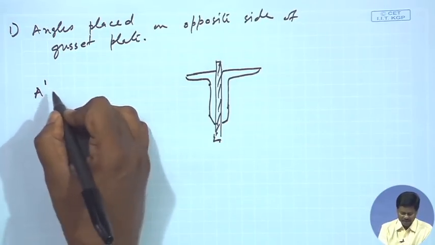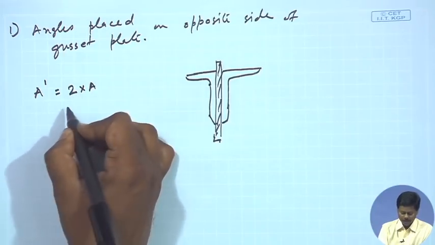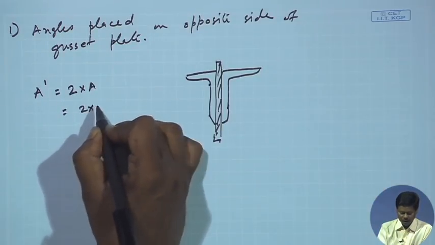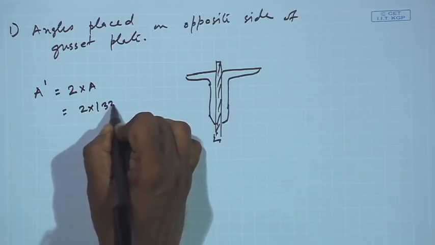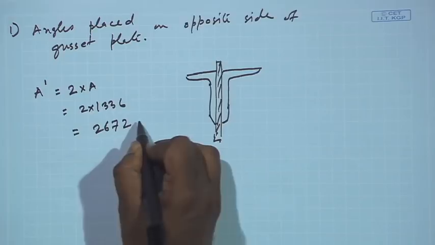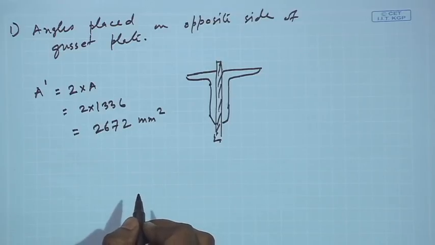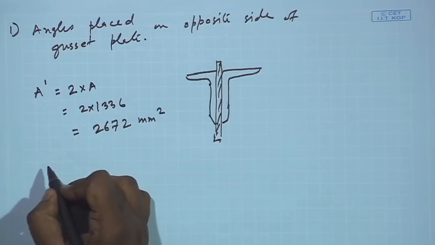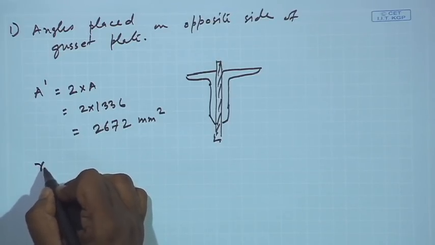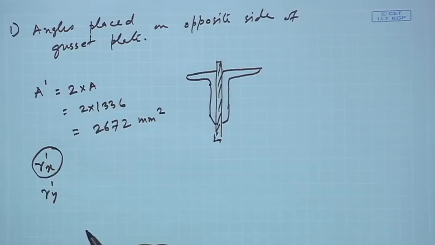Say, I can say A dash. A dash will be 2 into area. That means, 2 into I got 1336. So, this will be 2672 millimeter square. Similarly, I can find out the value of r x and r y, that means r dash x and r dash y. So, first let us find out r dash x.